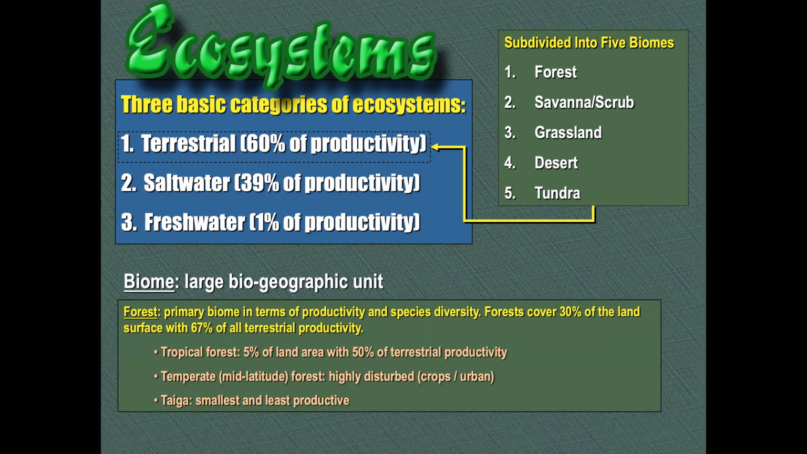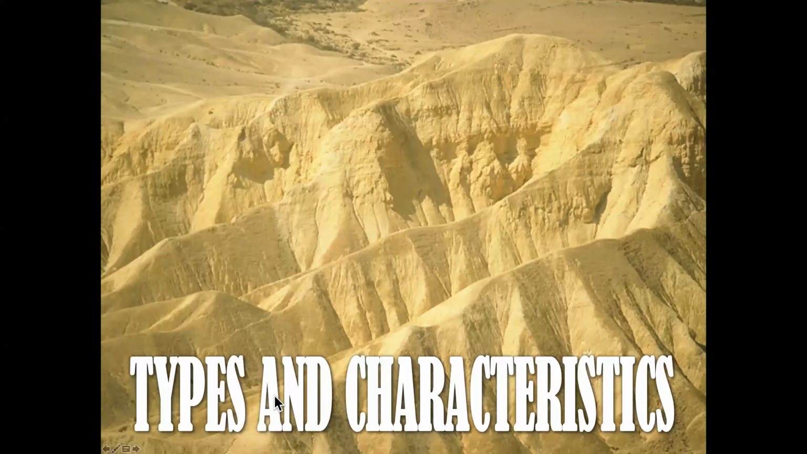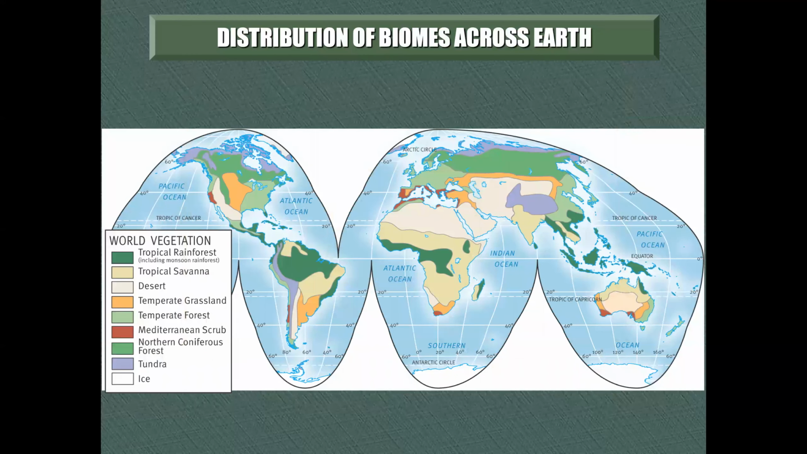So a forest, like a tropical rainforest, may be small, but is very productive. Tropical rainforests tend to be the most highly productive of any terrestrial ecosystem, followed by temperate forests, that would be New York, or the taiga, which is northern Canada and Russia. So the least productive. These are the different biomes across the earth.